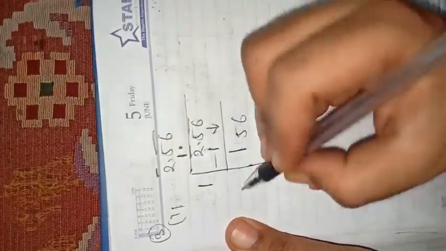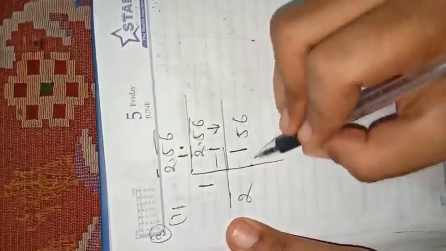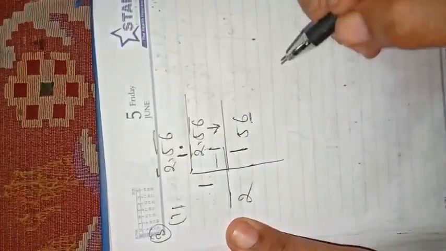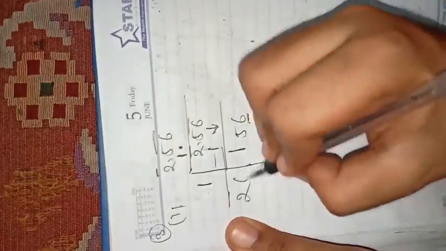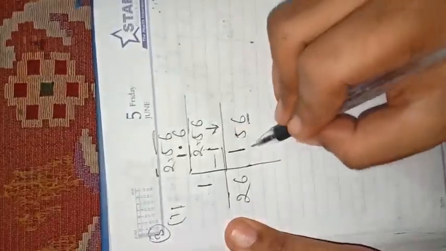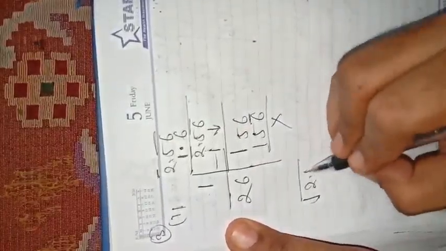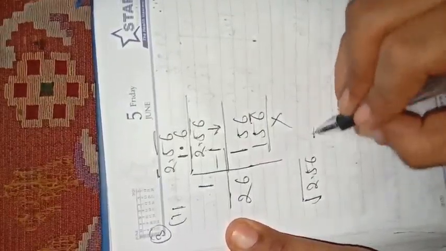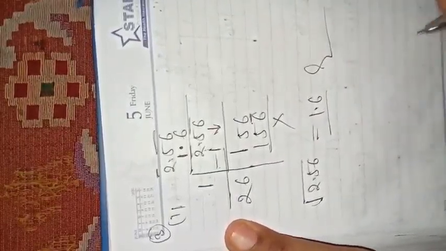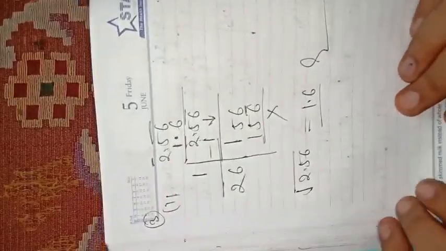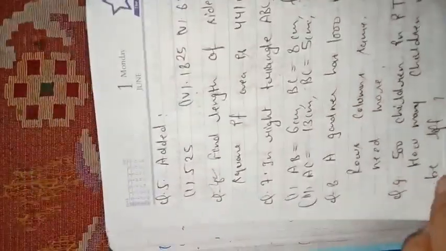Now add these two. 1 plus 1, 2. After 2, which number should we write to get 6? This will be 6. So try this 6. So 26 6s are 156. This will be cancelled out, and square root of 2.56 will be 1.6. That's the answer. I am solving one more part for you. Remaining will be your homework.